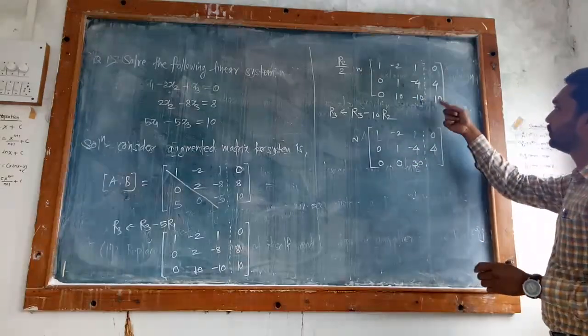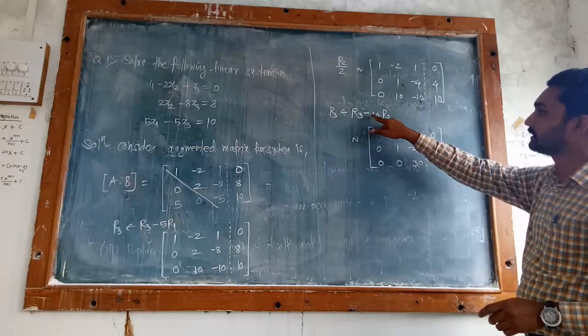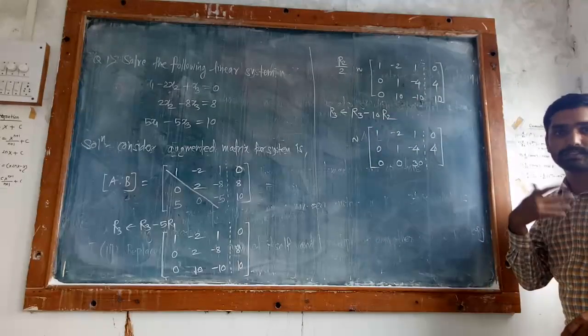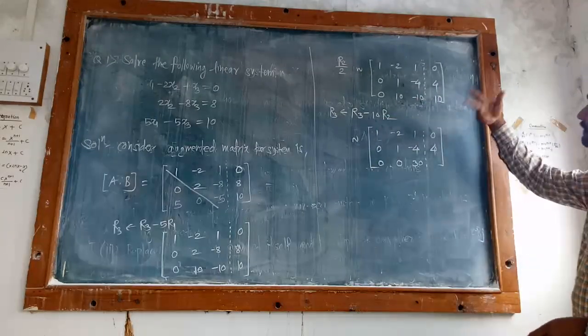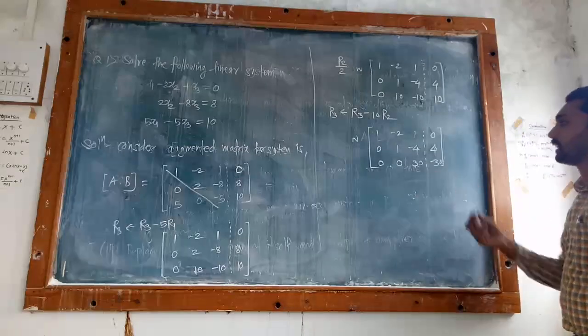Again, what is this last value? Here the value is 10. So R3 is 10 minus 10 into 4. Minus 10 into 4, that is minus 40. Okay? And 10 minus 40, this value becomes minus 30. Okay? This is your augmented matrix values.